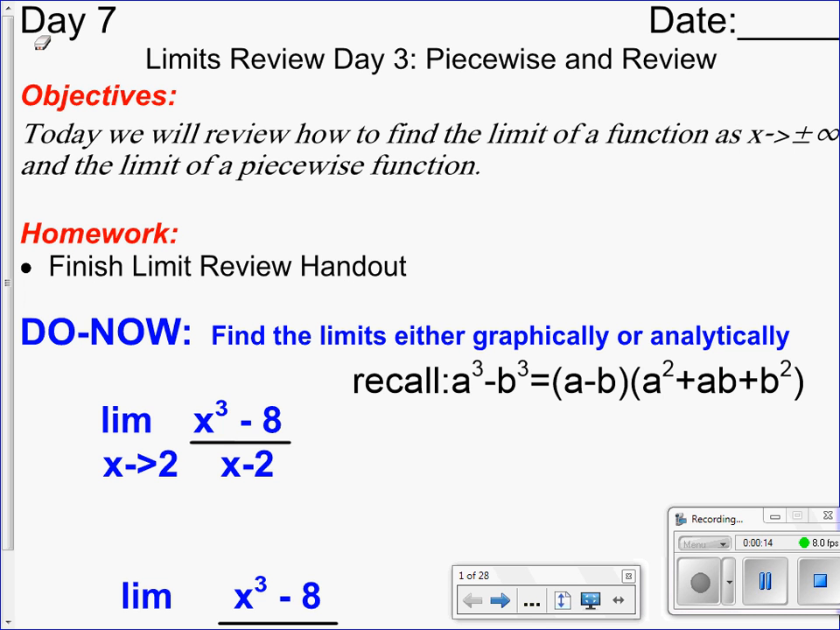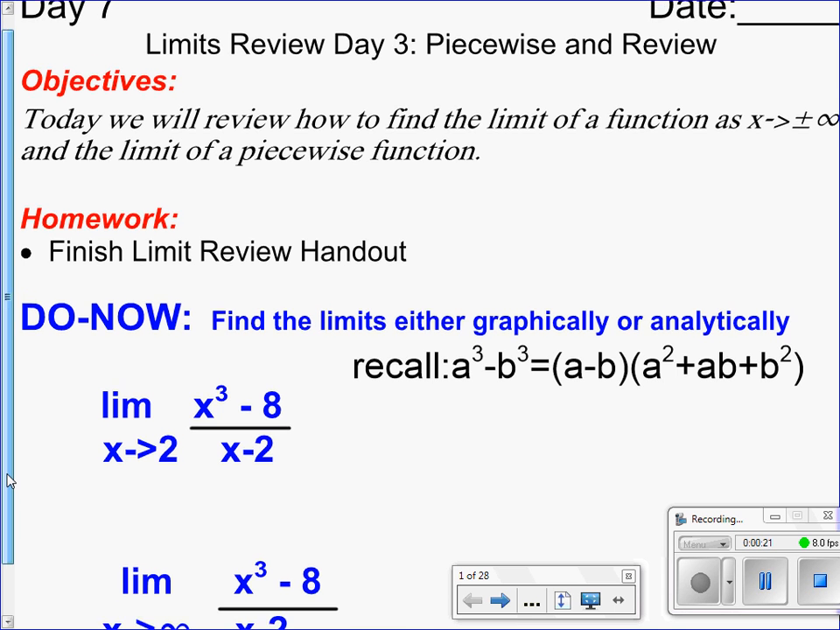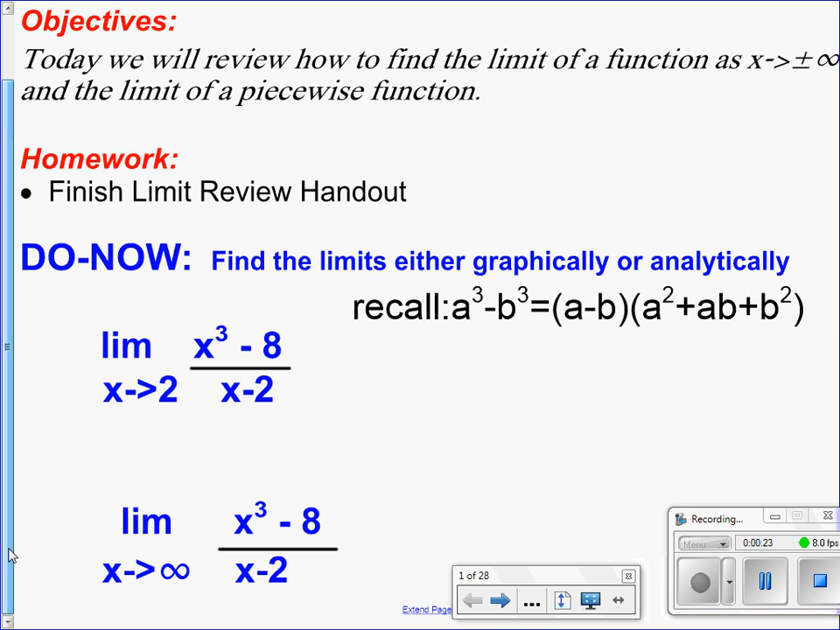Alright, so for the do now today, I want you to try the first one, see what you get. I don't know that you're going to be able to get the second one, because we will be going back to yesterday's notes. But you can do this first one, and I also think you can do the one underneath that, the review of finding limits graphically. Is that the whole first one? Yes, it is. Alright, they're doing the do now.